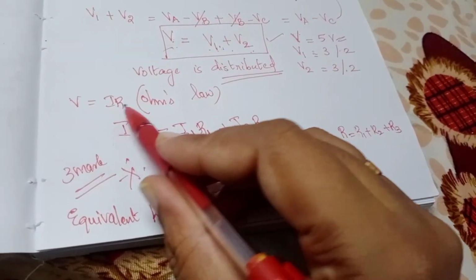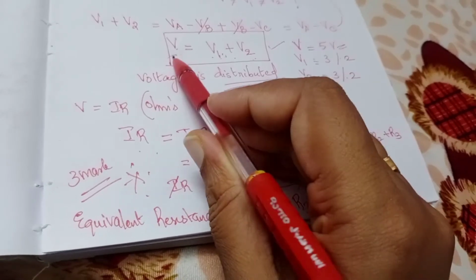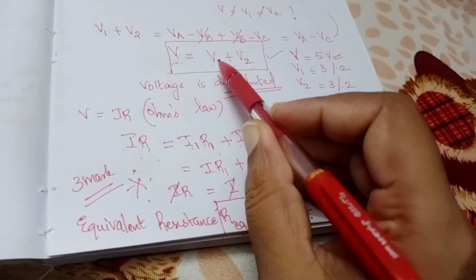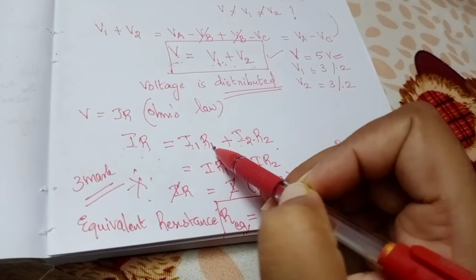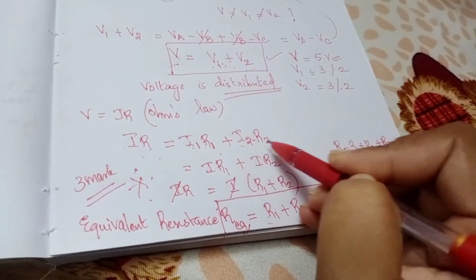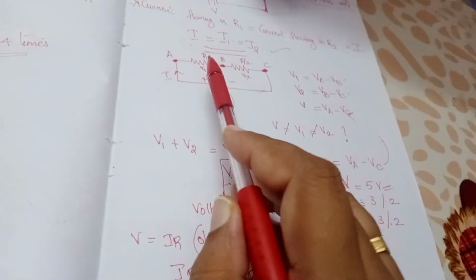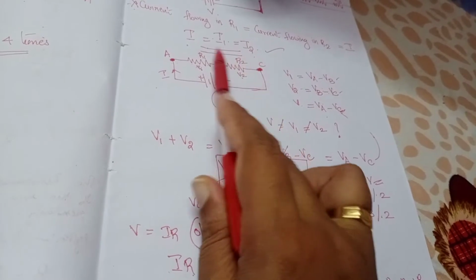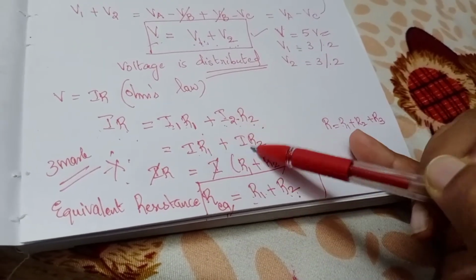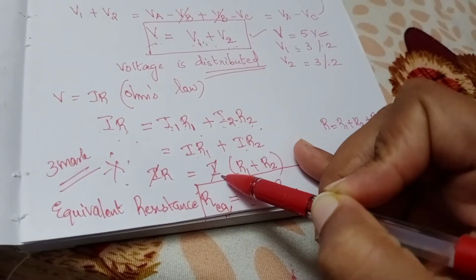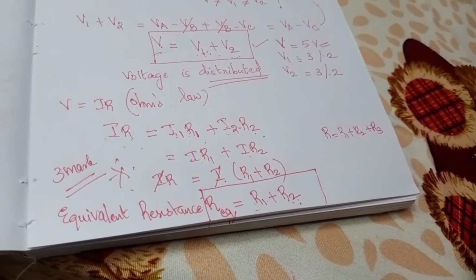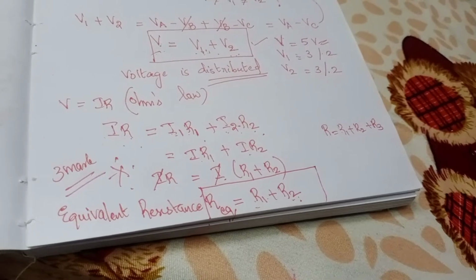Okay, so V is equal to I into R. So instead of V, I am writing IR. Instead of V1, I am writing I1 R1, and instead of V2, I am writing I2 R2. So we know that I is equal to I1 is equal to I2 in a series circuit. So instead of I1 and I2, I am writing I. So taking I as a common term, we will get R equivalent is equal to R1 plus R2.